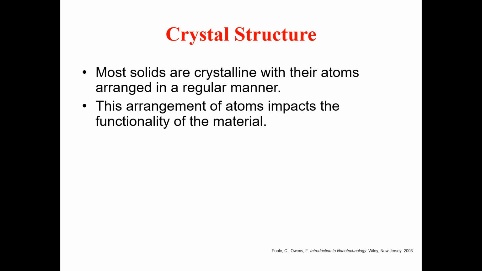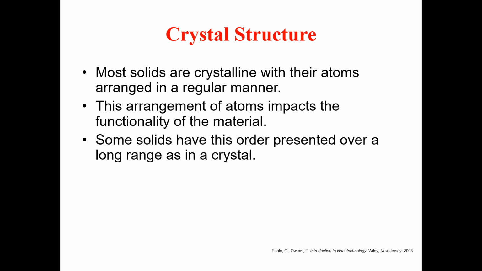So this arrangement of the atoms affects the functionality of the material. If we have a material in a regular pattern or in crystal form, it will have one kind of properties in comparison to the one if we have that material in amorphous form, where the atoms are arranged randomly or irregularly. So the arrangement of the atoms also significantly alters the properties of the material at the nanoscale. Some solids have this order presented over a long range as in a crystal, and some have it over a very short range, which we call amorphous material.